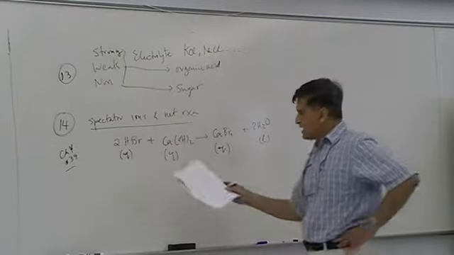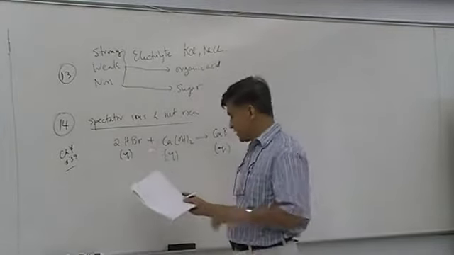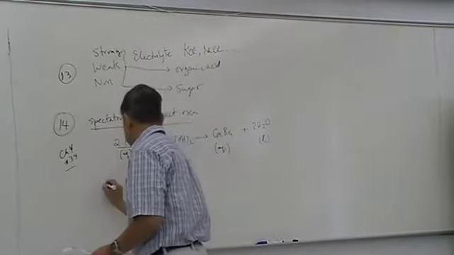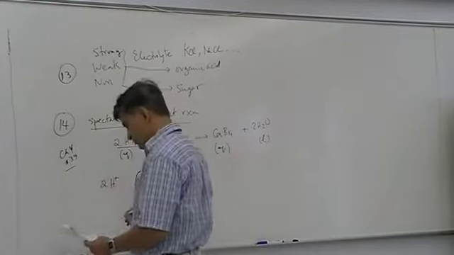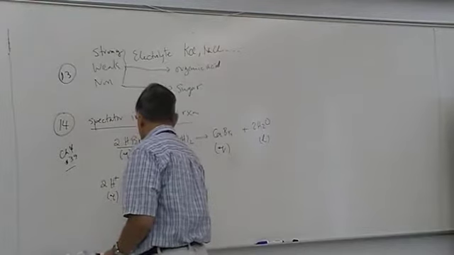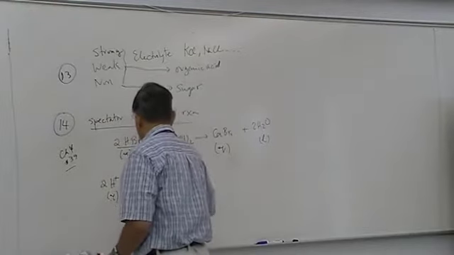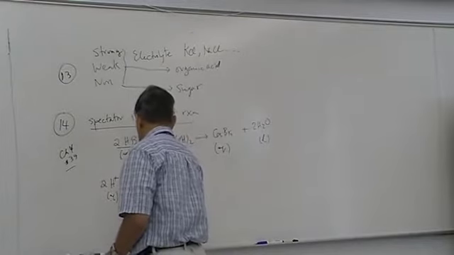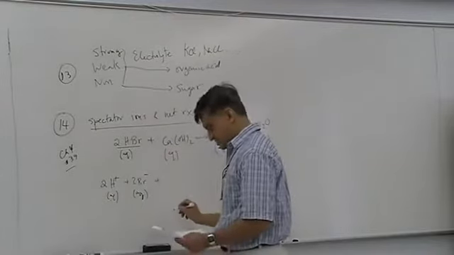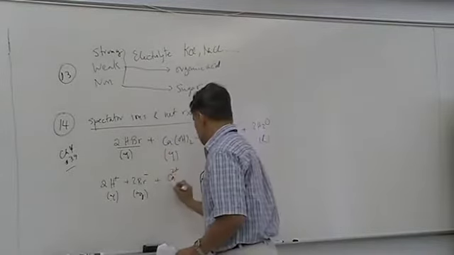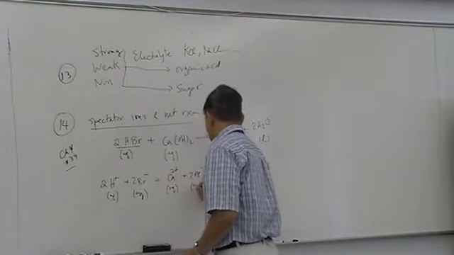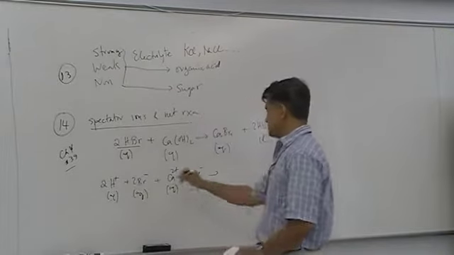Now, the ones which are AQ, they would break down into positive and negative. So let's write down the broken fragments. 2H+ aqueous, plus 2Br- aqueous. Calcium would break down from OH-, so you get Ca2+ aqueous, 2OH- aqueous. So I'm done with the reactant side.